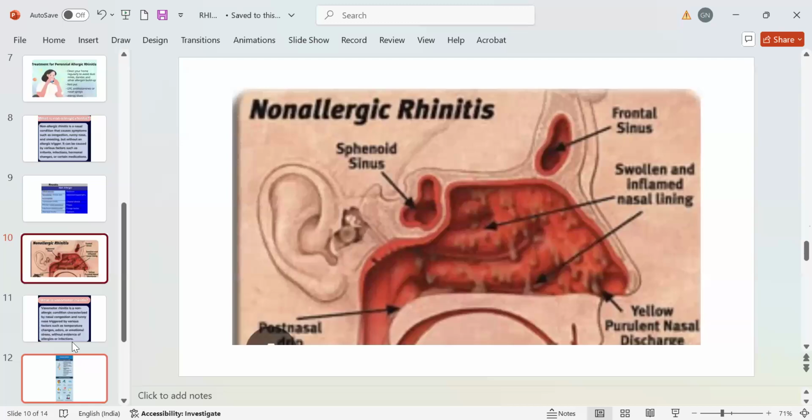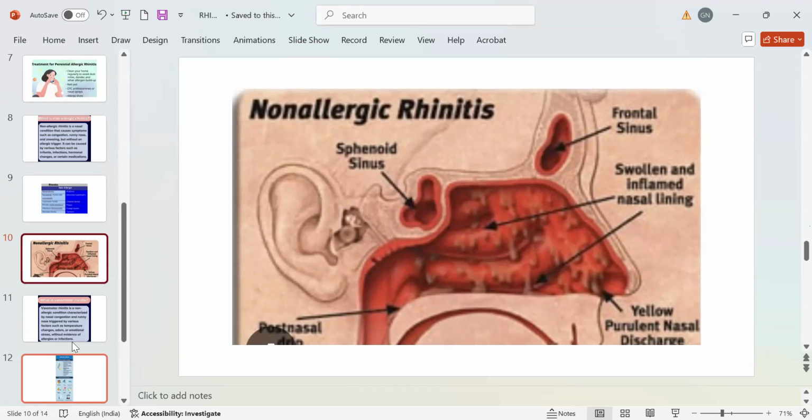Instead, you may experience symptoms because of some weather changes, then certain smells. Smell of a paint can trigger. Then eating habits, exercise, medications, recreational drugs, non-prescription drugs. They can trigger this nasal mucosa inflammation.